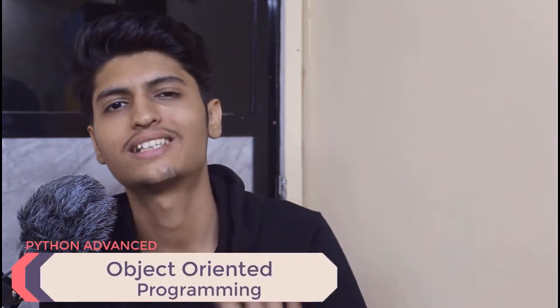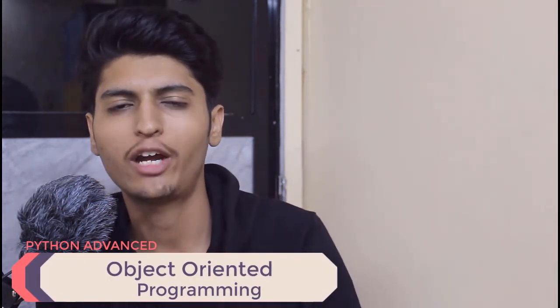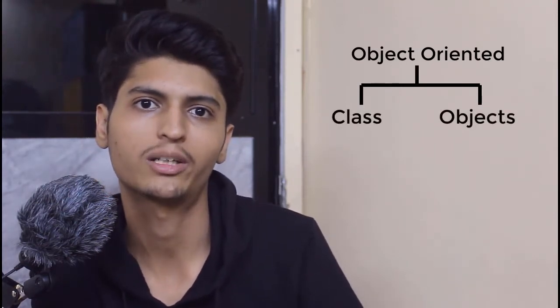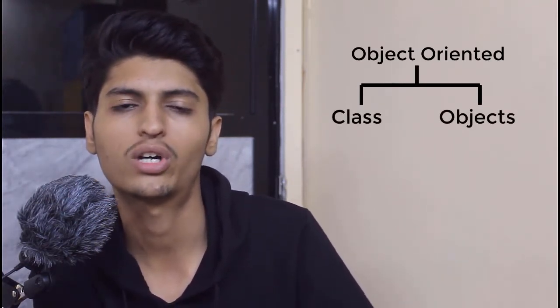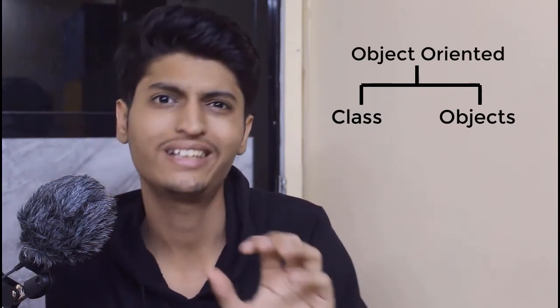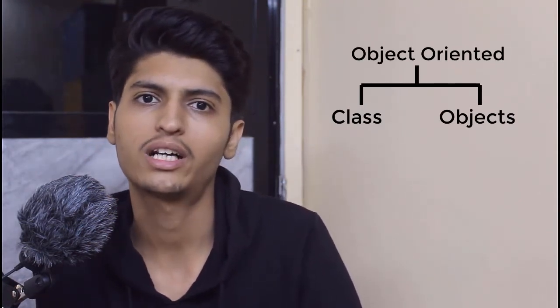Ganatra here, and in this video we will start with one of the really important topics in Python or in any programming language, that is object-oriented programming. Now, what is object-oriented programming? A programming language in which everything is represented as a class and object is called an object-oriented programming language. Yes, this might not be the correct definition, just for now, just for the understanding purpose. Let's just keep it like that.